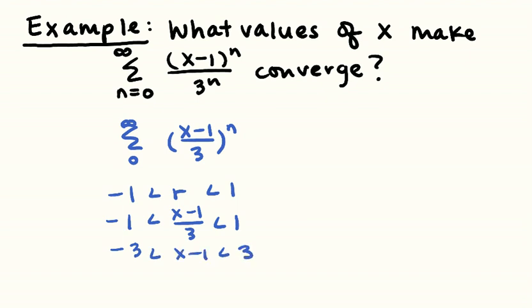I'm going to add 1 to all 3 sides. And I get -2 to 4. Okay, not including -2, not including 4.